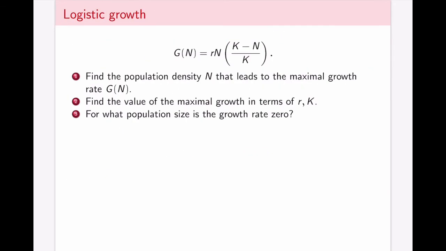We're now going to take a look at what is called logistic growth. This is the type of growth that we call density-dependent growth. If you think about how populations grow in the wild, you will soon realize that they very rarely grow at a constant rate.